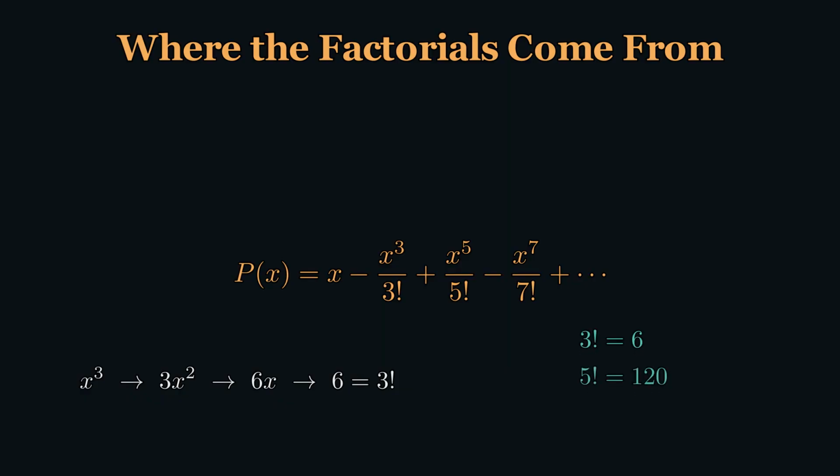3 factorial is 6. 5 factorial is 120. 7 factorial is 5040. These denominators grow explosively. Remember that explosion. It becomes the hero of the final act.